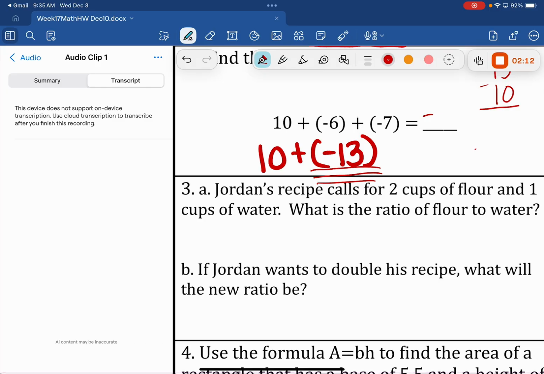And so you're going to go over here and you're going to do the flour number because they say flour first. And you can put the little semicolons and then the water next. So just fill it in place. Then it says if Jordan wants to double his recipe, what would the new ratio be? If you're doubling something, you're multiplying it by 2. And so you're just going to take those numbers, multiply them by 2, and give me a new ratio.